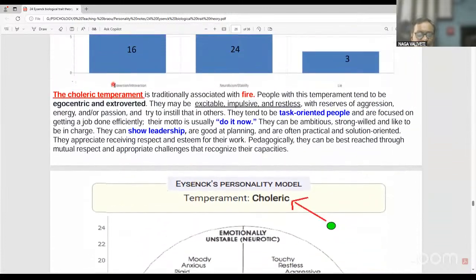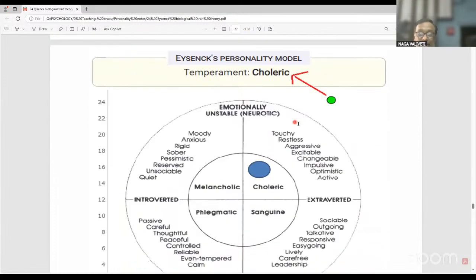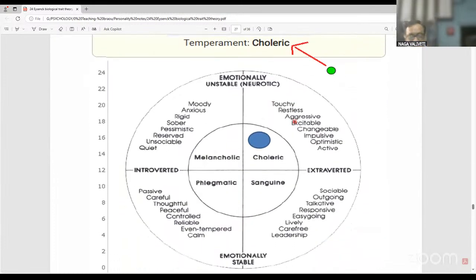So the choleric temperament, fire is there. Task-oriented, impulsive, angry people, ready to act. So task-oriented, and their leadership will be good. Sometimes they have a more aggressive nature, or with high extraversion, they can become violent also. This is how he explained it through graphics. I think this is not there in the book.